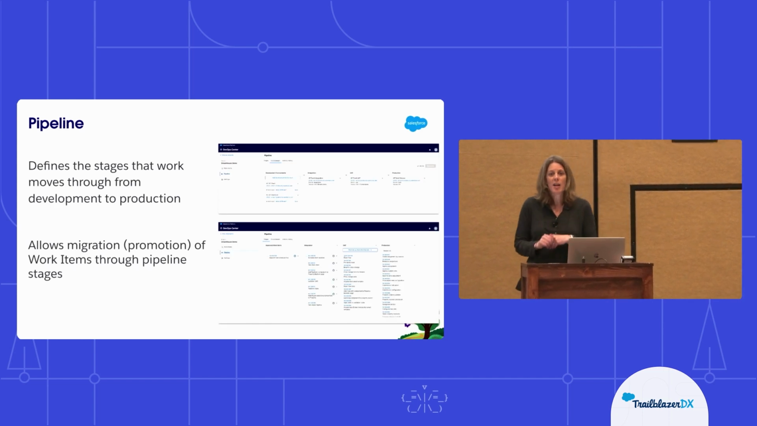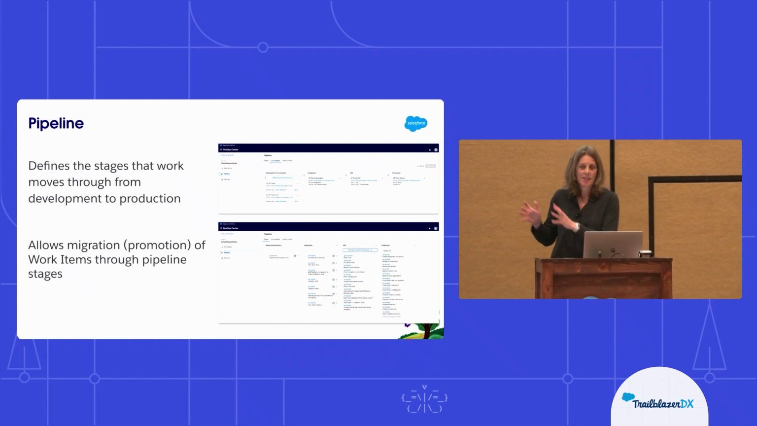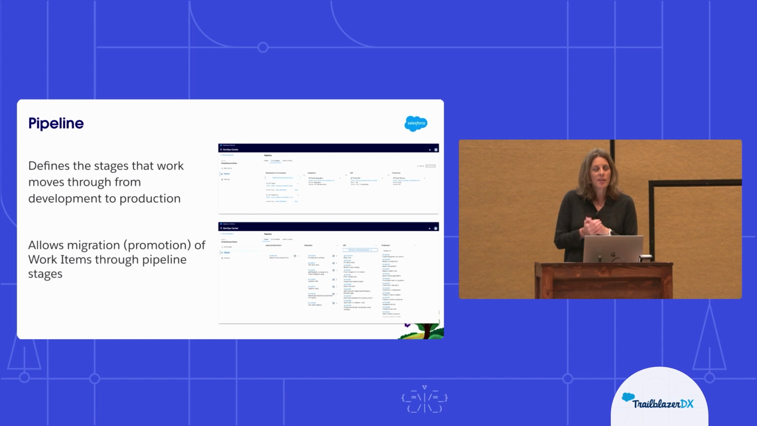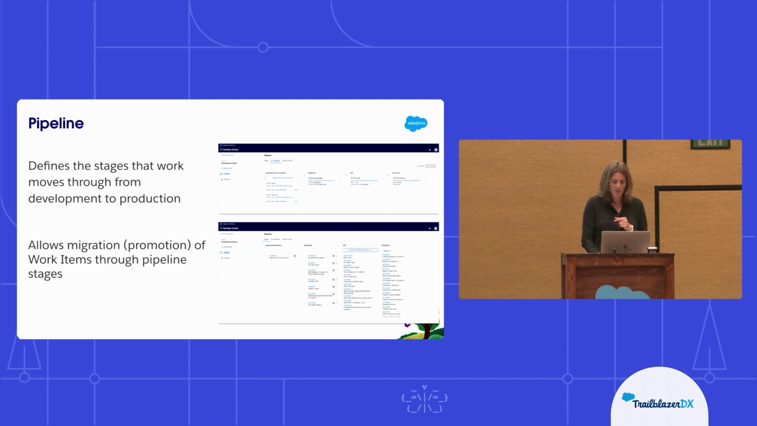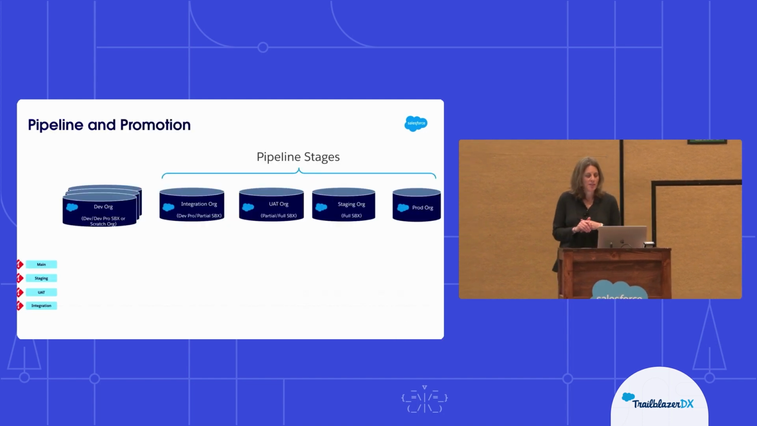Pipeline. The pipeline is how we move that work through the whole application lifecycle management process, from development to testing into production. We have a couple views in DevOps Center that let you visualize, configure, and set up this pipeline. It's also where we manage and execute the migration, or the promotion, of the work through these various stages. So what does this actually look like in DevOps Center underneath the hood?